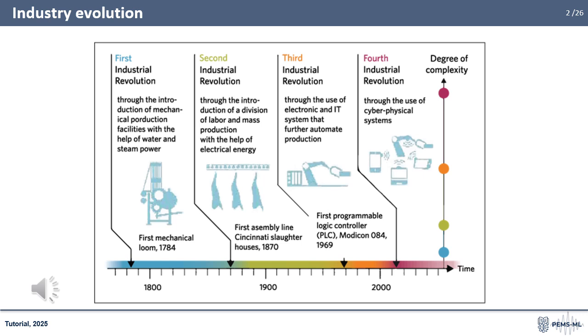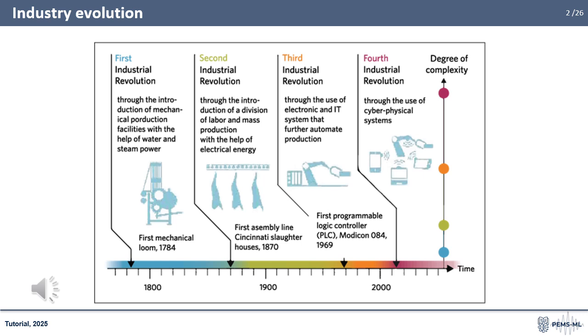The first one was associated with the introduction of steam power and the first mechanical loom in 1784. The second industrial revolution is related to the introduction of electrical energy and the development of the first assembly line in Cincinnati in 1870. The work was divided into different subtasks accomplished by different workers.